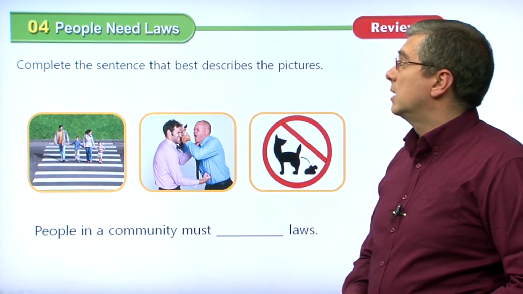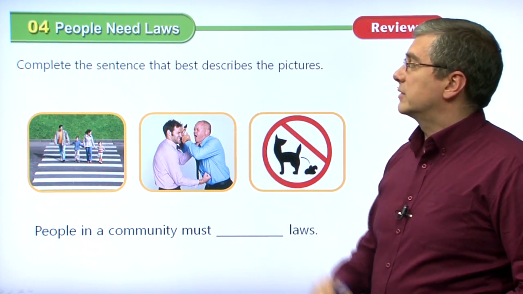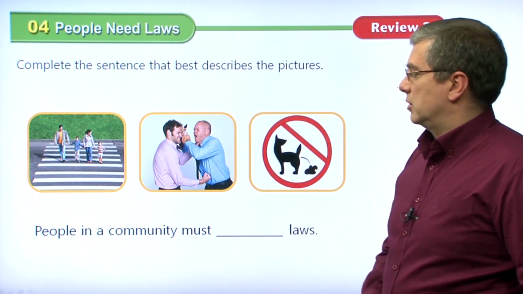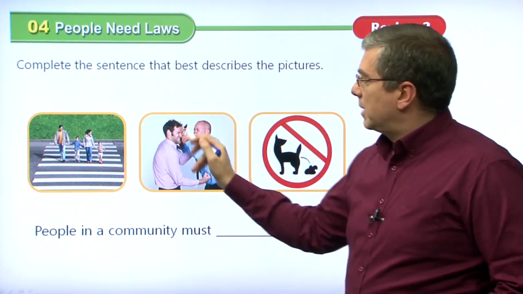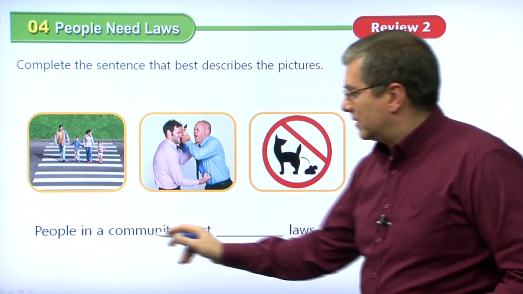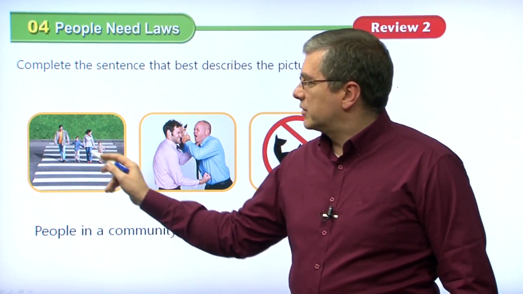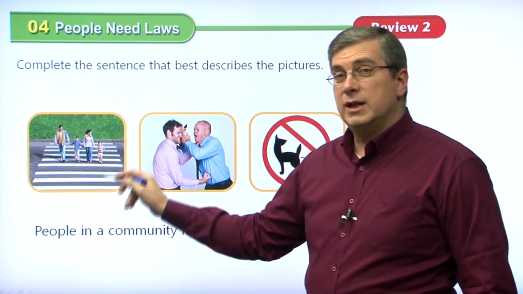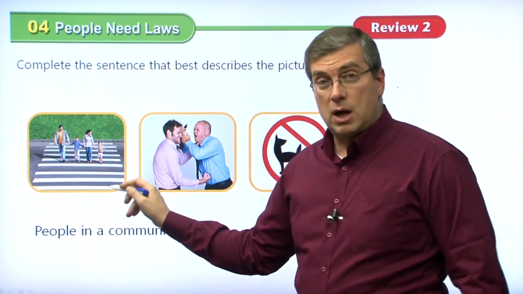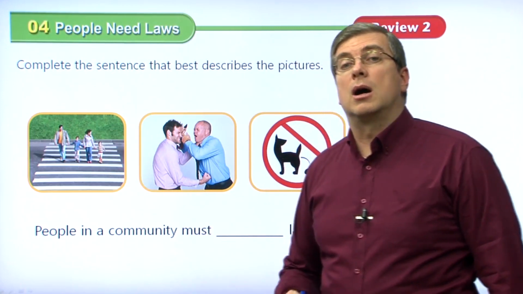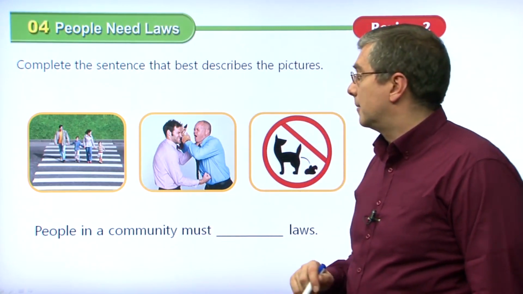Okay, let's move on to another exercise. Complete the sentence that best describes the pictures. Okay, so we have several pictures here, and we see our sentence. Let's just take a look at the pictures here real quick. The pictures are a family, and they are crossing the street in a crosswalk. Right? We talked about crosswalk before. So they are following the law, aren't they? They are following the law.